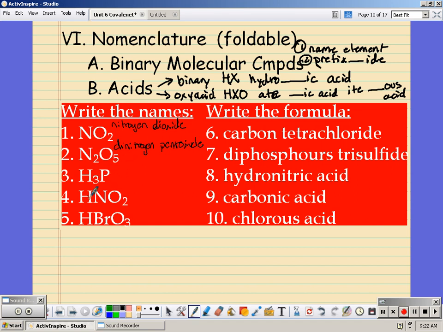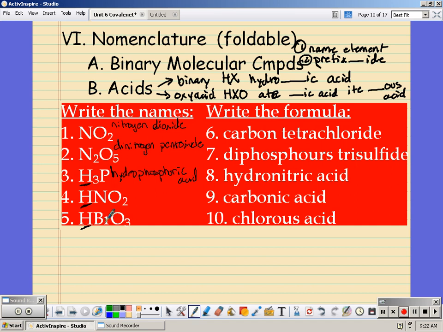3, 4, and 5 all start with H's, so these are acids. Number 3 is a binary acid because there's only two capital letters, so I'm just going to say hydro. The root for the element, phosphorus, and then change the ending to ic and add the word acid, so it's hydrophosphoric acid.